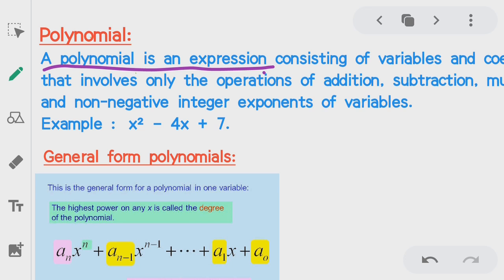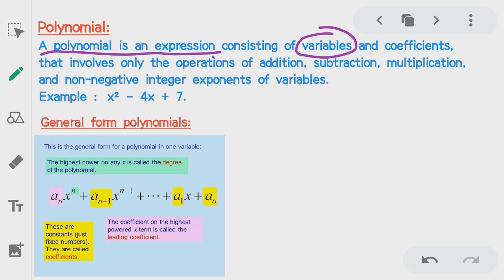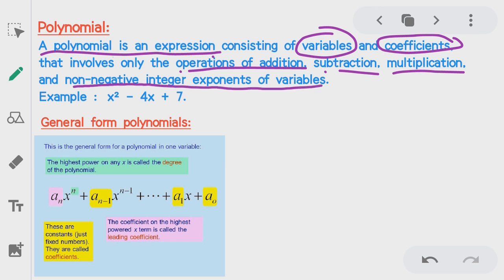Let us see what a polynomial is first. A polynomial is an expression consisting of variables, coefficients, that involves operations of addition, subtraction, multiplication, and this is more important: non-negative integer exponent of a variable.